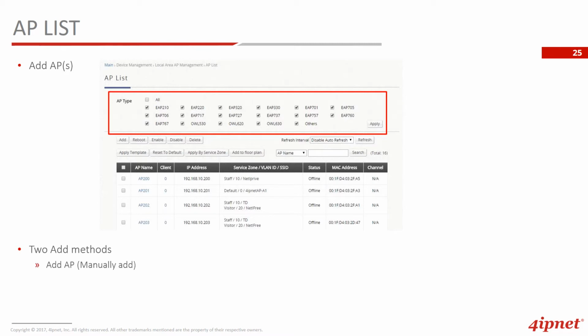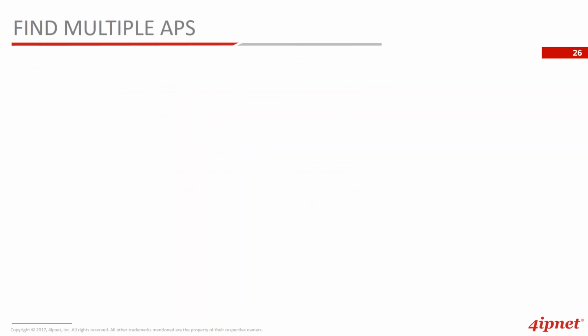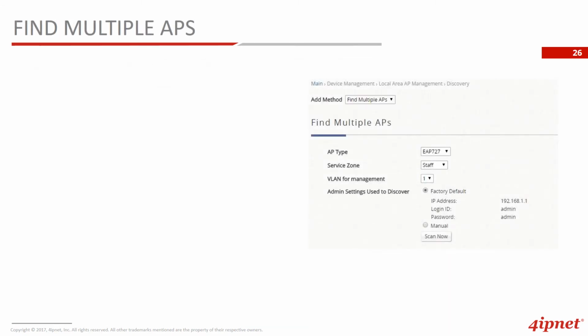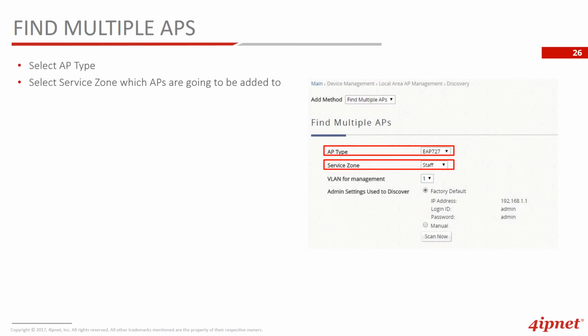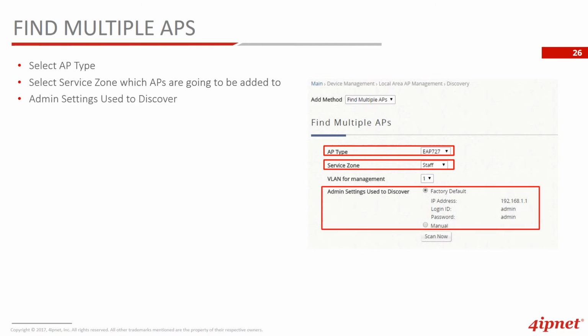Similar to WAPM's AP list, there are two ways to add APs. One is you can manually add them to the network, or another way is you can enable auto discovery mode that can discover multiple APs at the same time. I would like to quickly walk through the Find Multiple APs page with you. The first step is to select the AP type, then the service zone which APs are going to be added to.